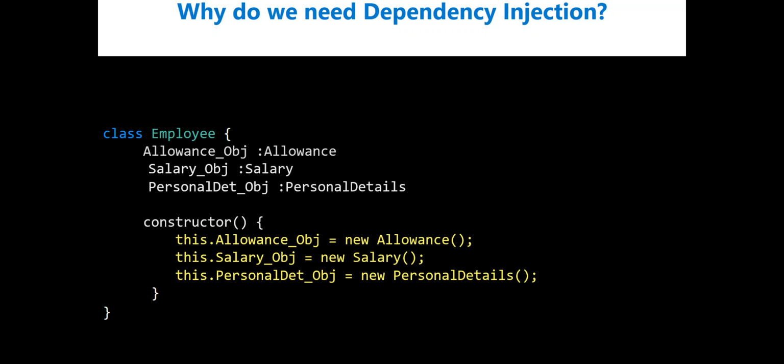It's not an employee object's responsibility to create objects. You got it right. One more problem: before you create an employee object, the allowance, salary and personal details objects also need to be created, as they are in the constructor. So the employee object here is completely dependent upon these particular objects. To create this object, those things have to be created first, since they lie inside the constructor. So the employee here is completely dependent on these things, right?